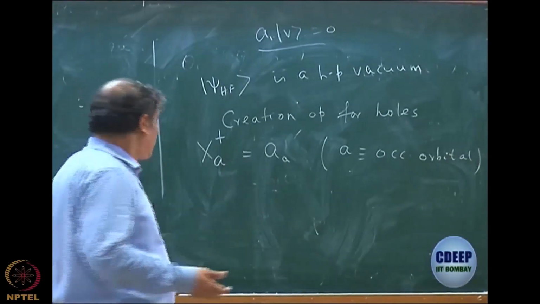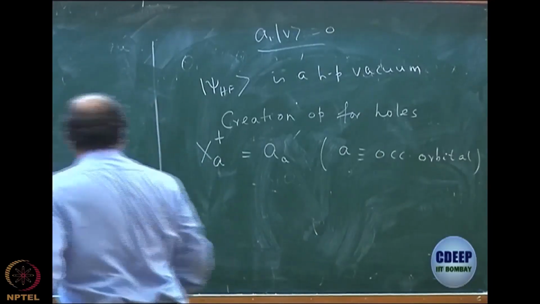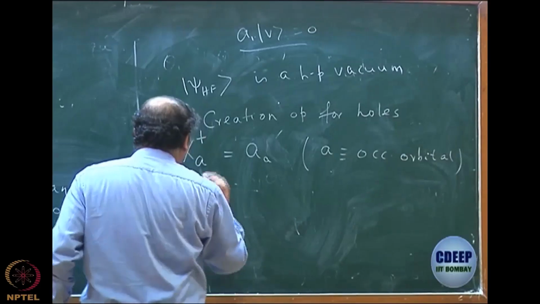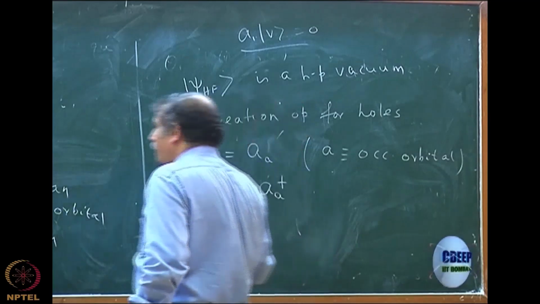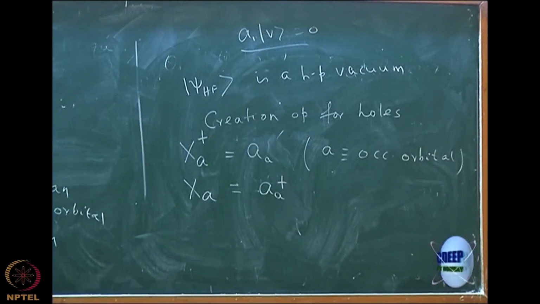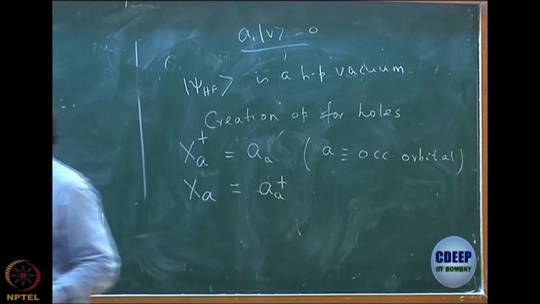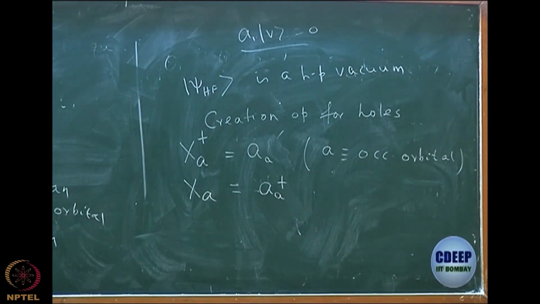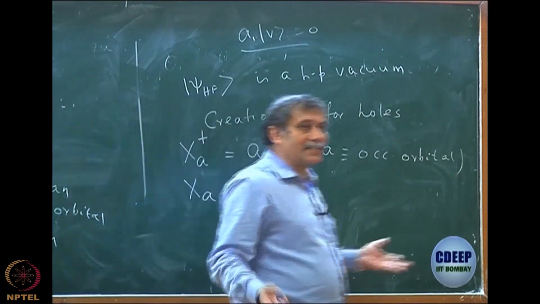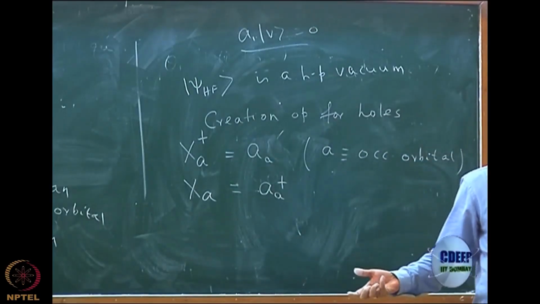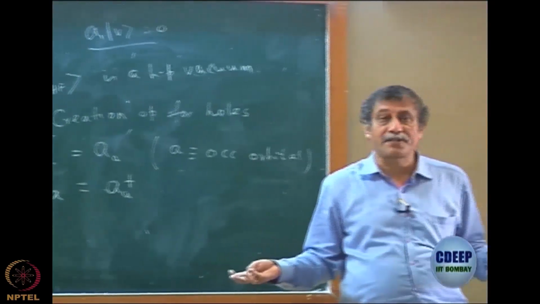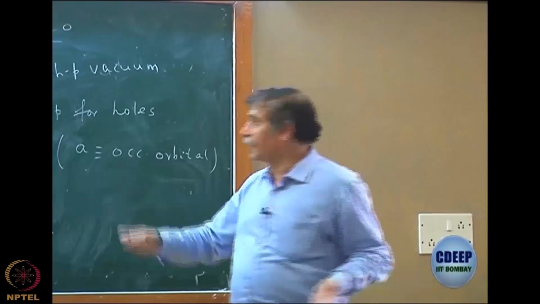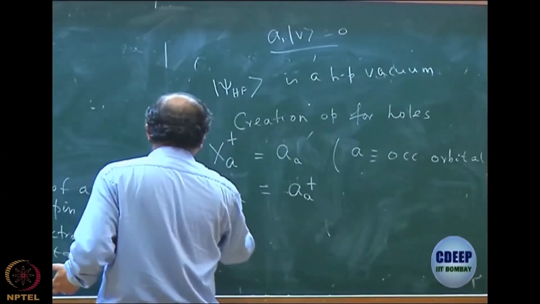Is it clear? So, obviously, the adjoint I can define exactly the same way: the annihilation of a hole is nothing but creation of an electron in the occupied orbital. Okay. So, if there is a Hartree-Fock, of course, you cannot create, as I told you, A dagger psi naught is equal to 0, which means you cannot annihilate, and that is the meaning of vacuum. Vacuum means you cannot annihilate, because why can't you annihilate? Because holes are not present. So, I can't do a hole annihilation operator. So, this is for the holes.